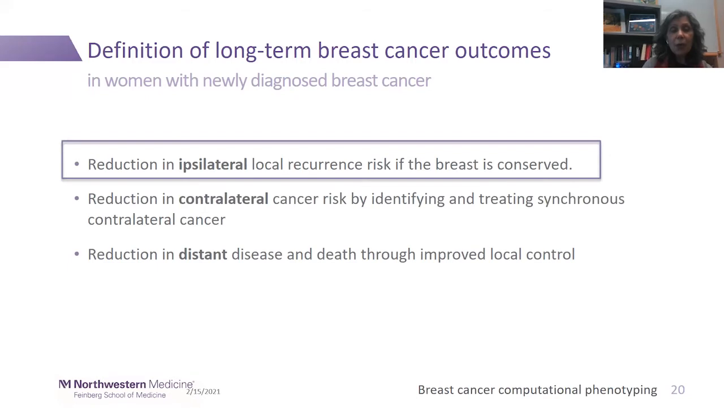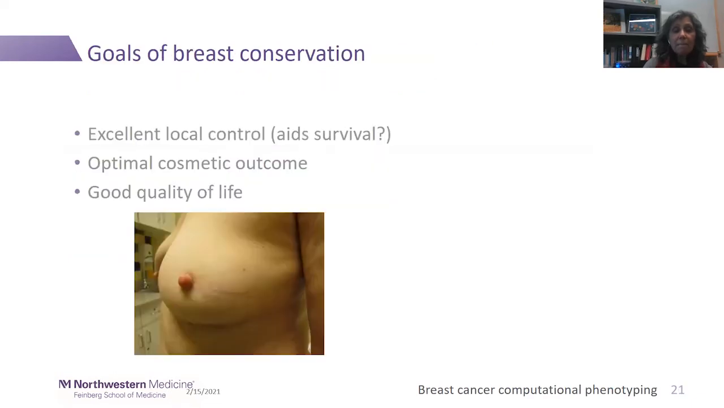And this one I boxed because this is specifically what we're going to talk about in the breast conservation group. As you know, breast cancer can be treated with conservation of the breast or mastectomy, and we specifically address breast conservation because that's where in-breast recurrence is the problem. Next slide.